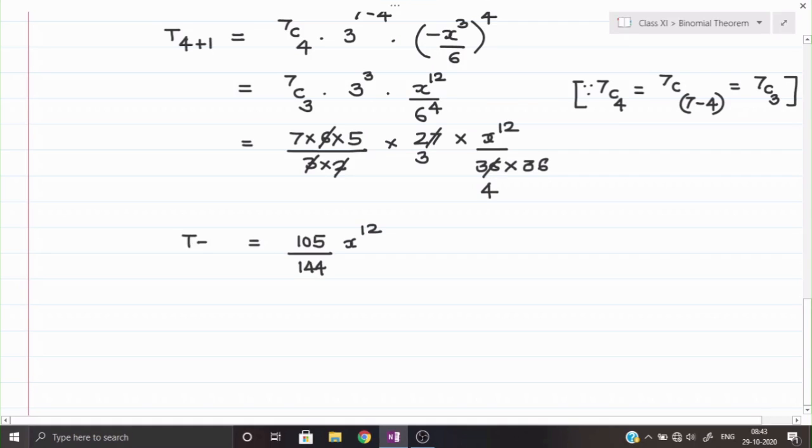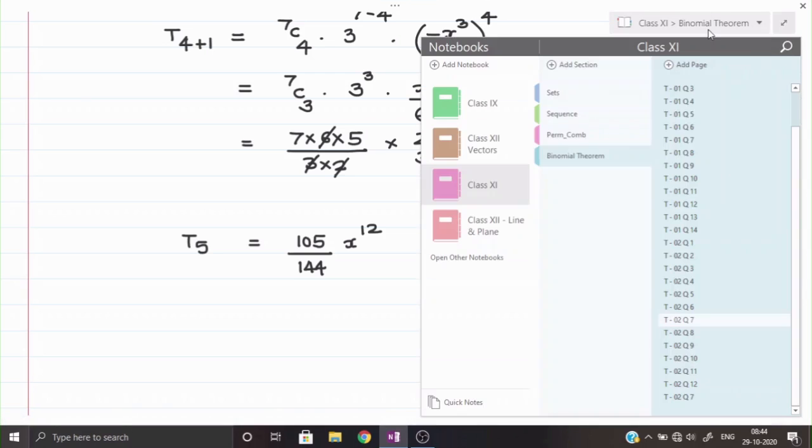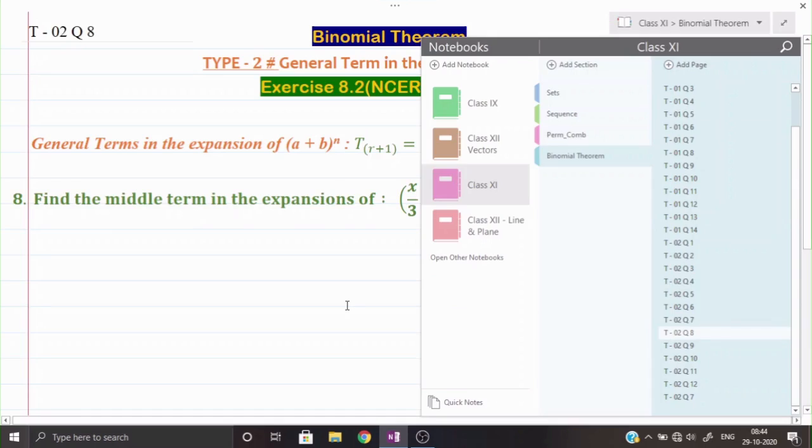This will be, I think, the value of T5. If you find any calculation mistake, please correct it. Otherwise, I think this will be the second middle term of the given expansion. Now, let us see one more question of a similar kind, so you will be able to handle such questions in a similar manner.